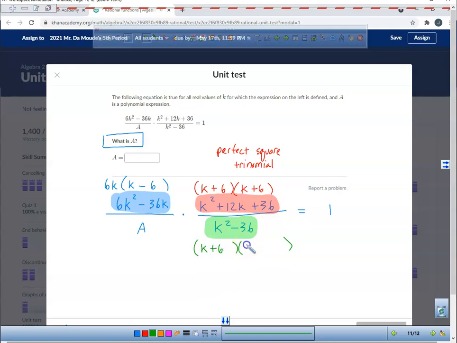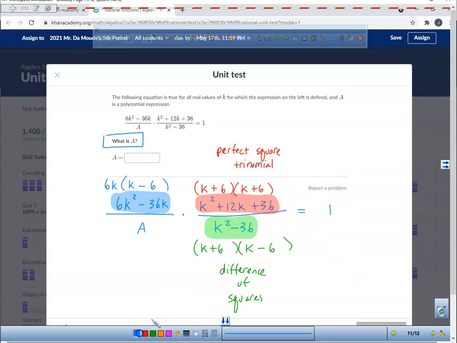k plus 6 and k minus 6. What is this called? It's a difference of squares. Okay, that's called the difference of squares. Now we're almost done. We have to make all of this equal to 1.